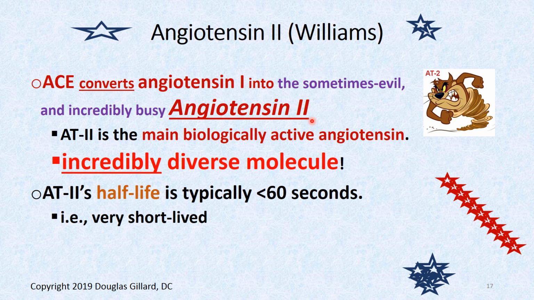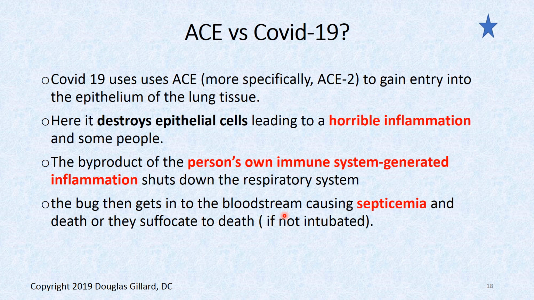This thing is all over the body. It can do some good if you're bleeding. It can cause some trouble, though, and it does. It can wreck your heart if you don't take meds to calm it down. So angiotensin II is the biologically active form of all the angiotensins, the major one. The other ones have some activity. We won't worry about those. Super diverse molecule. It's all over the body. Half-life is really short. It's less than 60 seconds, so it's not around very long.